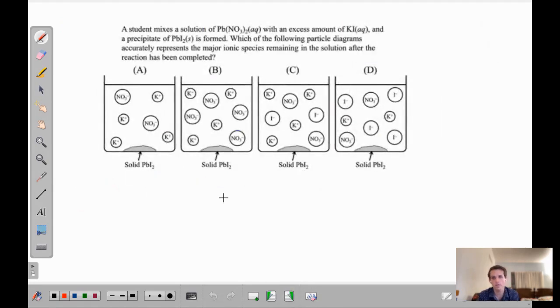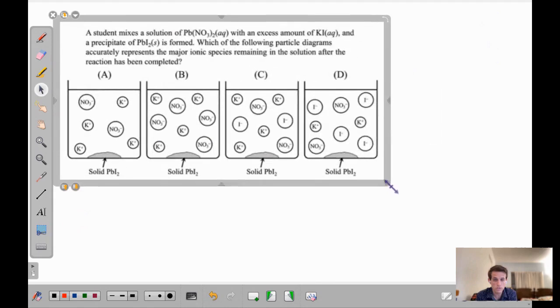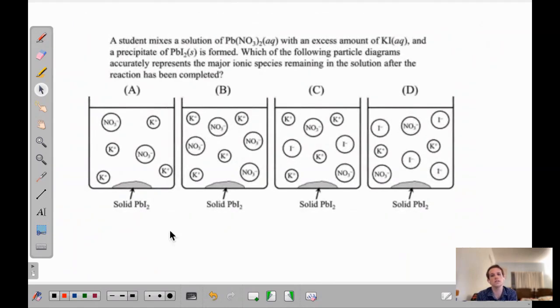Okay, so I threw this one in here because I like this question, and this is an idea of what these look like. A student mixes a solution of lead nitrate with an excess amount of potassium iodide, and a precipitate of lead iodide is formed. Which of the following particle diagrams accurately represents the major ionic species remaining in the solution after the reaction has been completed?